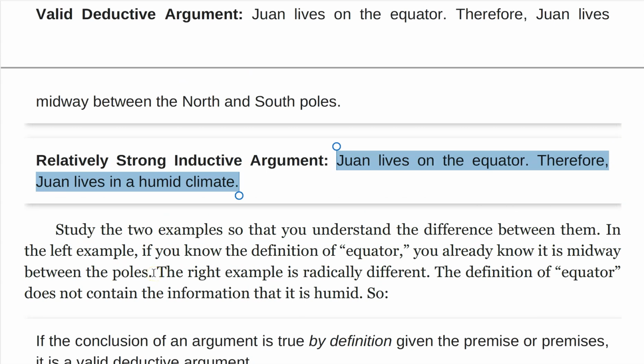And interesting doesn't mean personally interesting to you. Maybe you don't care about Juan or the climate where he lives or any of these things. But it's not novel, it's not new, right?